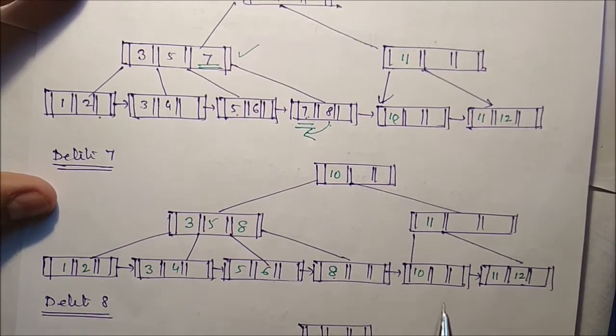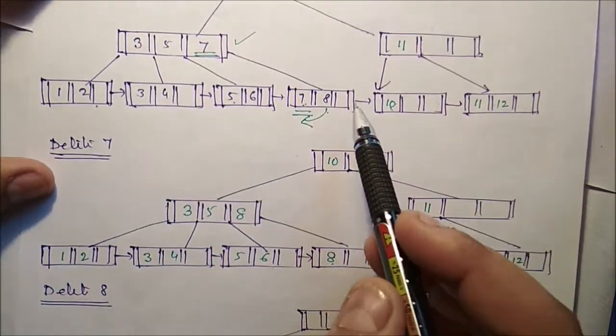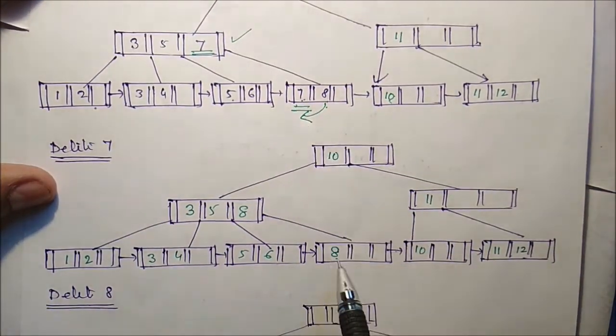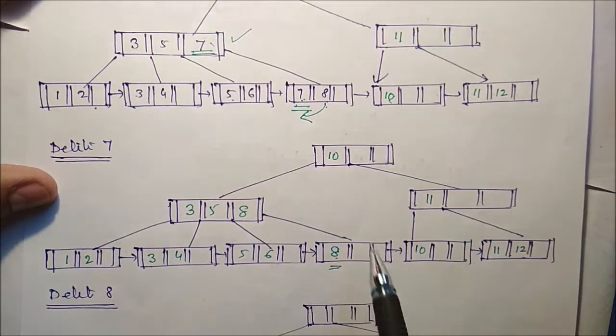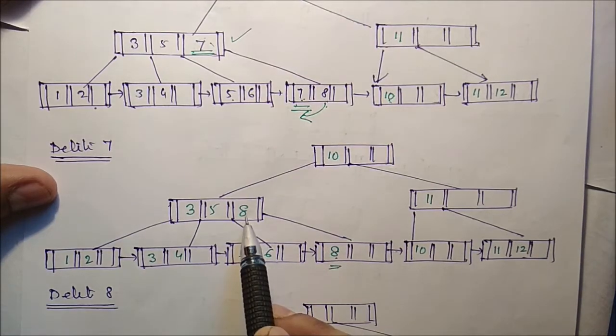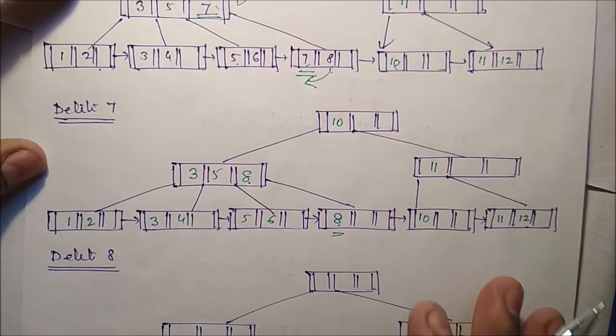Are you getting this one? So if you want to delete 7 here, we have to shift 8 here, and you have to update this 7. So the minimum value of this particular node is 8. So you have to store 8 here. Now it is a B plus tree.